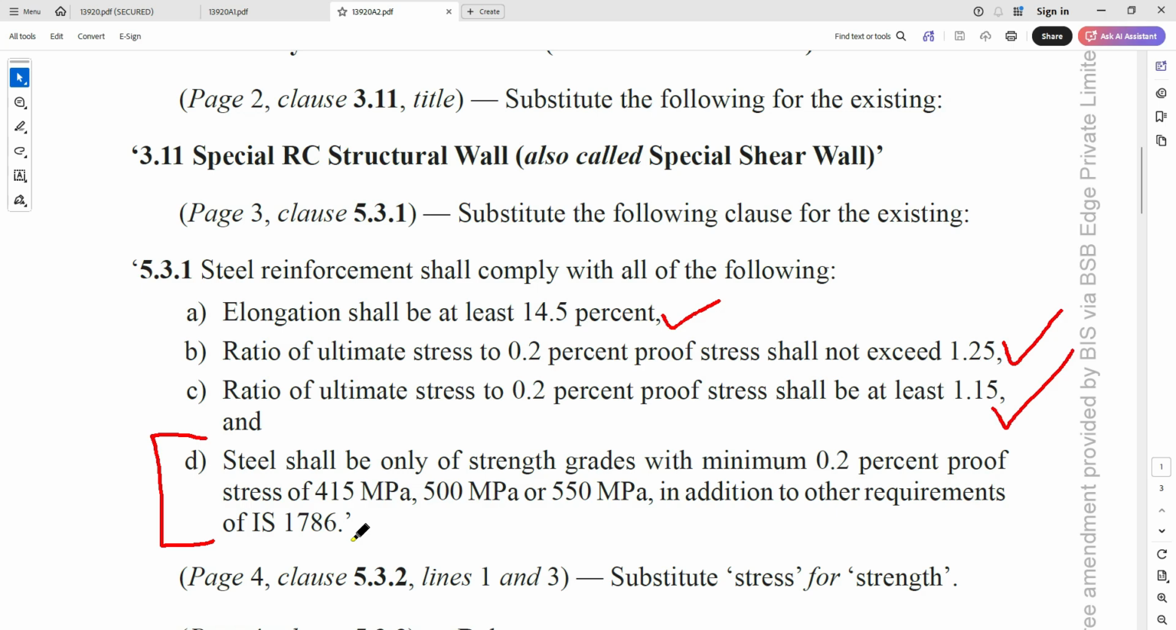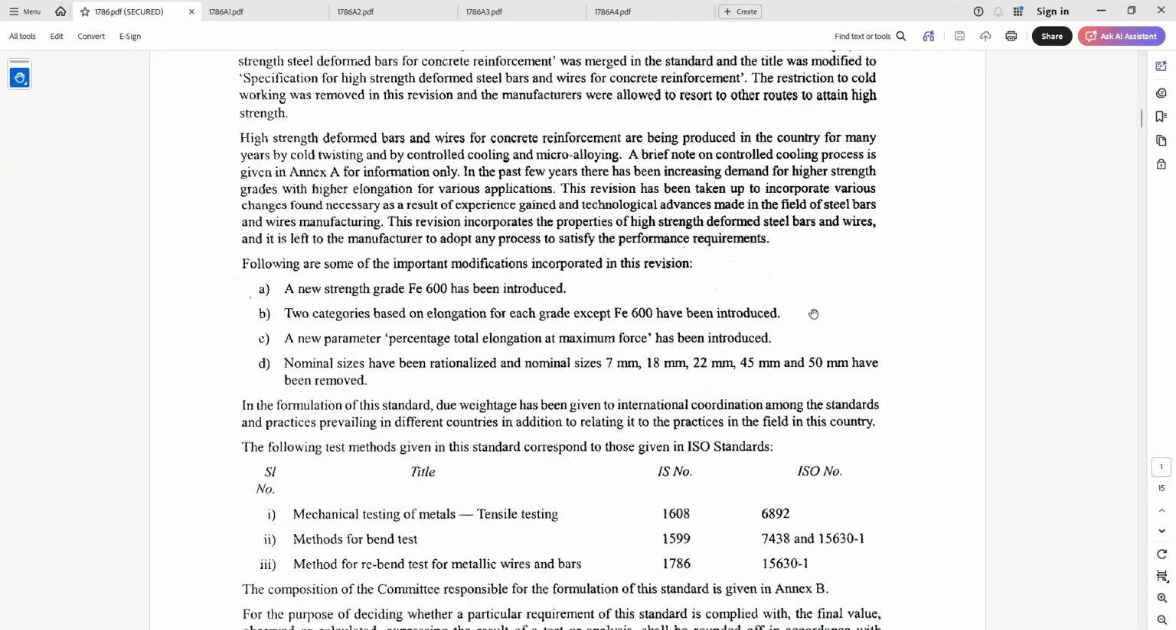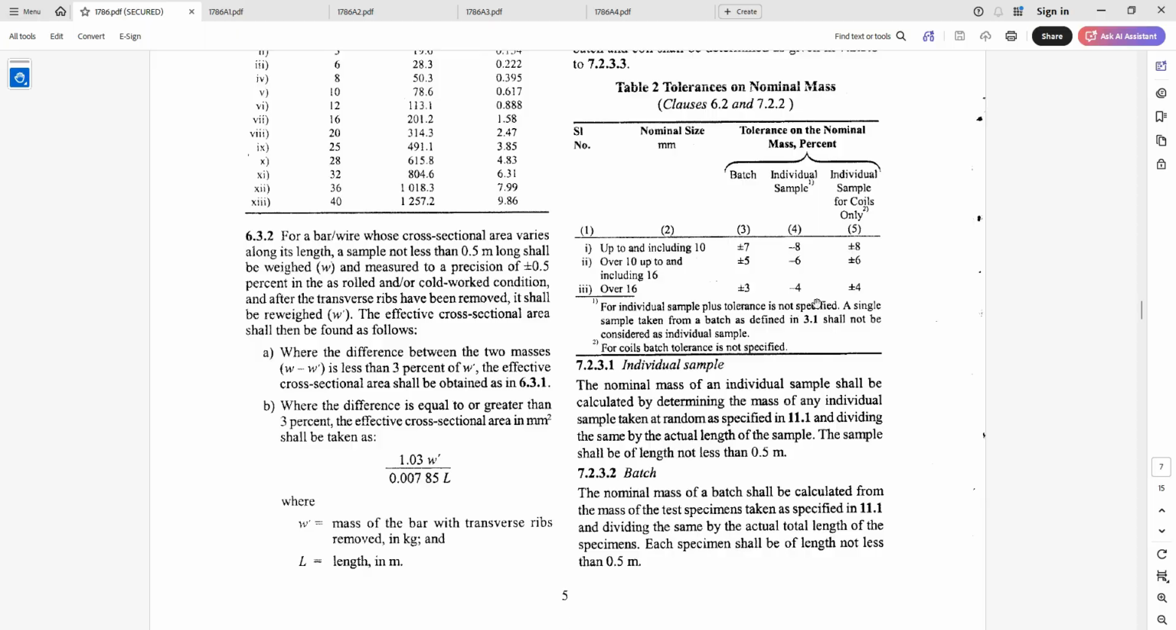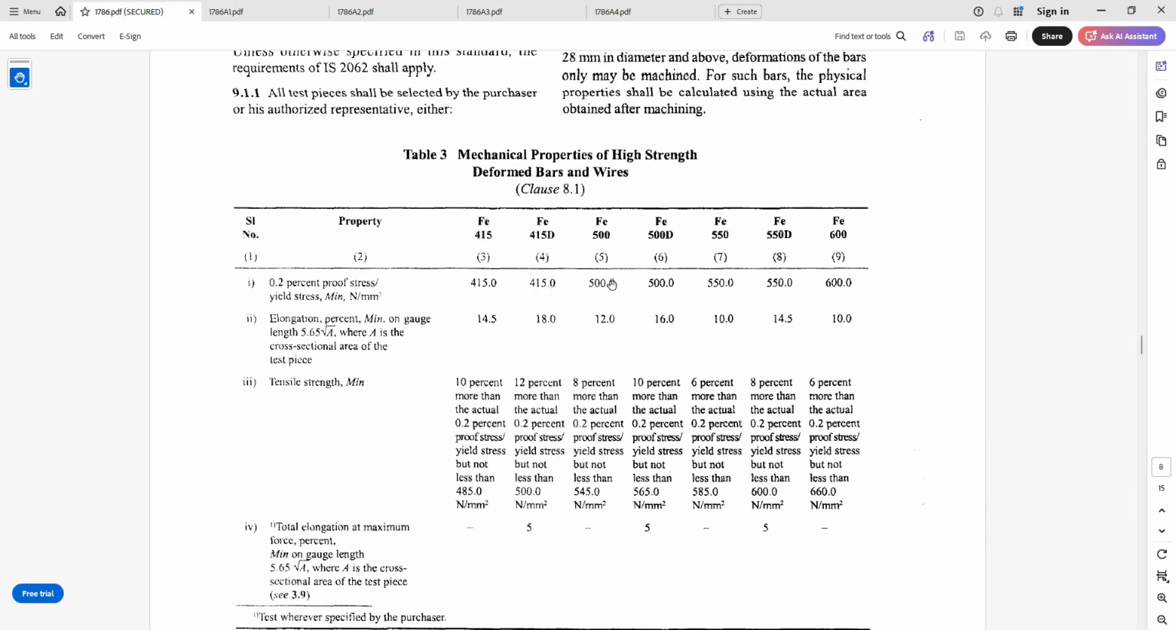So let us go now to 1786. Table 3 gives you mechanical properties. It mentions the grades 415, 415D, 500, 500D, 550, 550D and 600. So these are the basic grades it is mentioning. And it gives you the percentage elongation. So Fe415 requires 14.5%. 415D is mentioned with 18%. Fe500 requires 12% minimum percentage of elongation. Fe500D is mentioned as 16%.